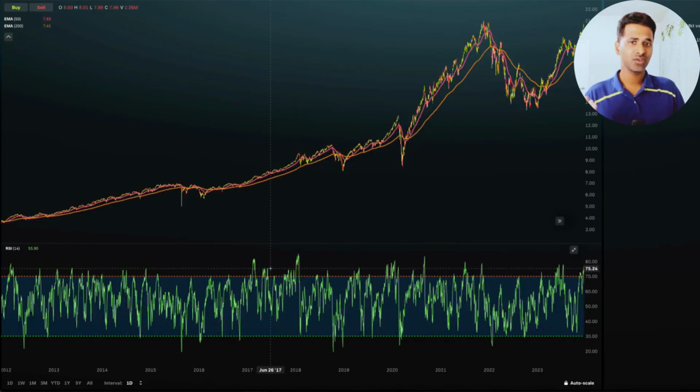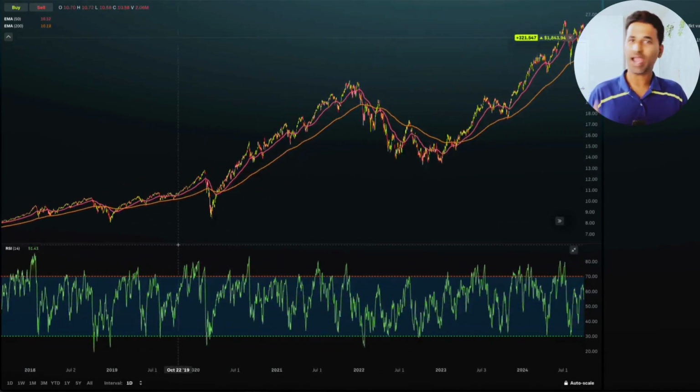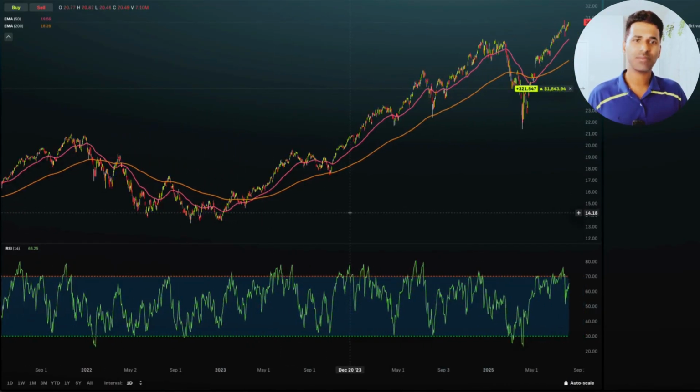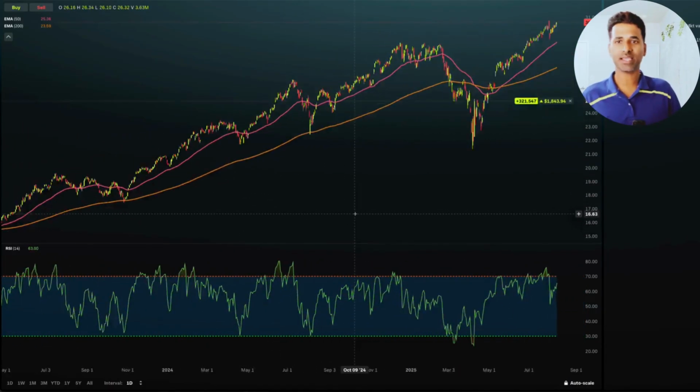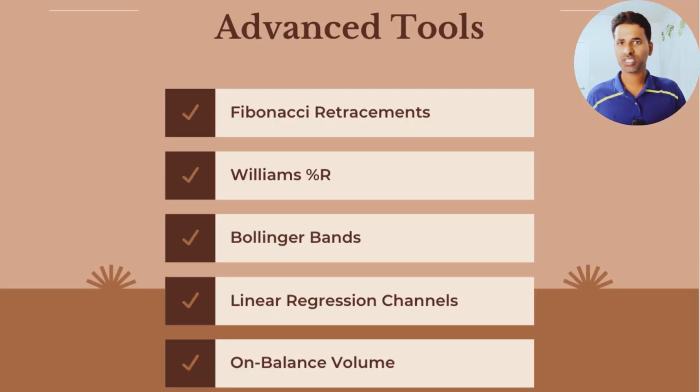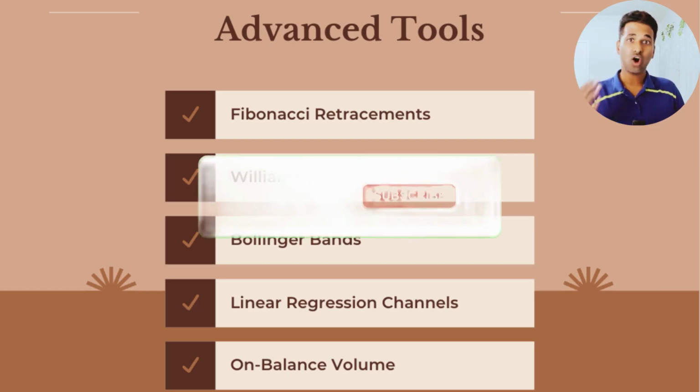And that's it. You now know how to set up EMA and RSI on Robinhood's advanced charts, how to customize them, and how to use them for better buying and selling decisions. If you want, I can make another video diving deeper into advanced chart tools like Fibonacci retracements, Williams percentage R, Bollinger Bands, linear regression channels, and on balance volume.